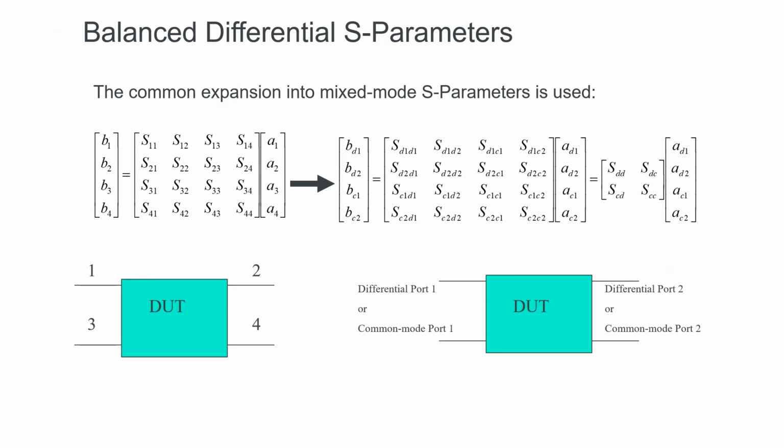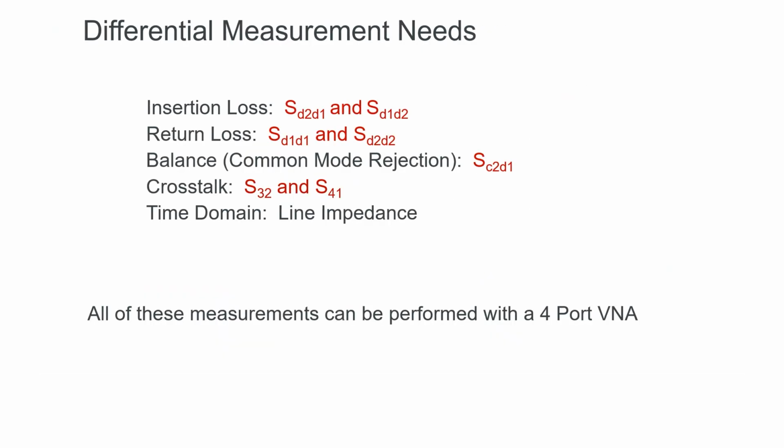So the SD2D1, the return loss, the SD1D1 or D2D2, those are the return loss or the reflection terms. And then there's also common to differential and differential to common, what we call mixed mode. Some of that's important for common mode rejection type measurements. And there's also common mode, which usually no one cares about because differential is what everyone wants. So it's really the 180 degree out of phase that is of interest, which is how differential is defined.